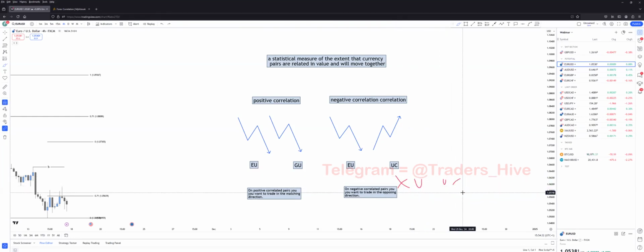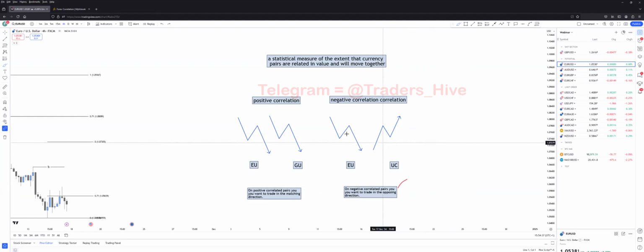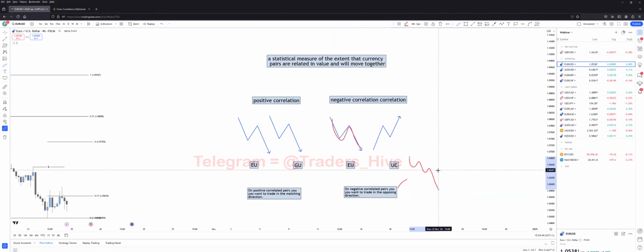And once again, on these negatively correlated pairs, you want to trade in the opposing direction. So if your US dollar moves to the downside and USD CAD moves to the downside too, you know that something is not right here.